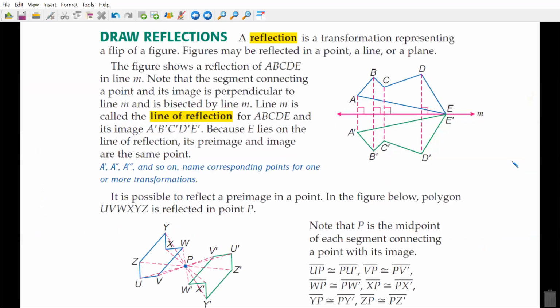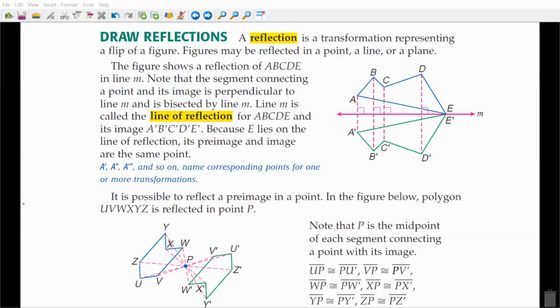Draw reflections. Mr. Duque, can you give me a hand, please? A reflection is a transformation representing a flip of a figure. Figures may be reflected in a point, a line, or a plane. The figure shows a reflection of A, B, C, D, and a line M. Note that the segment connecting a point and its image is perpendicular to line M and is bisected by line M. Okay, give me a second.